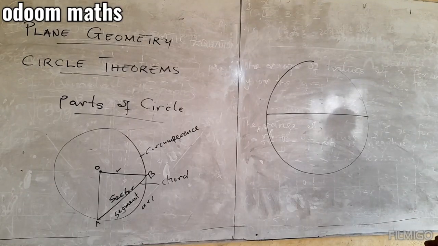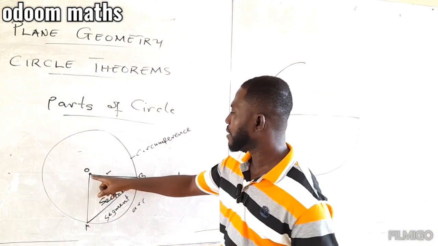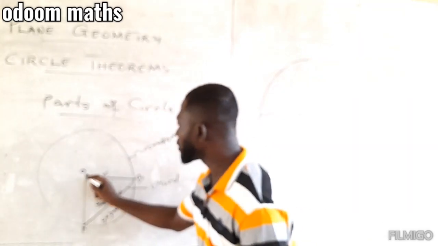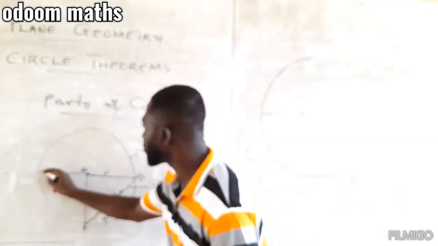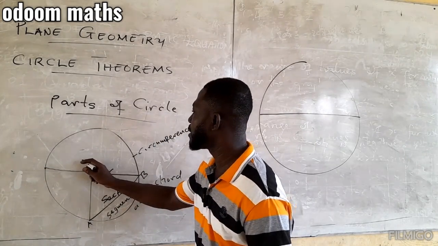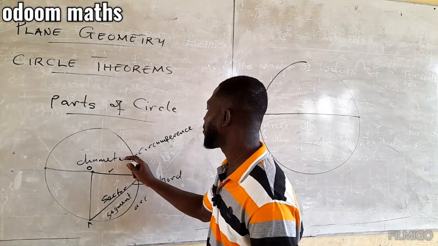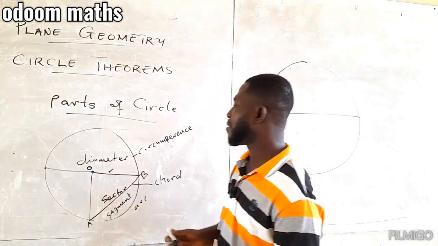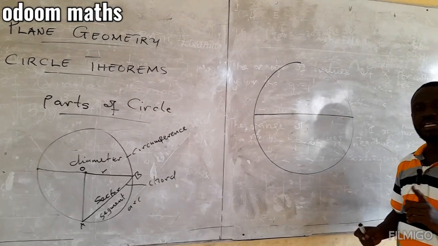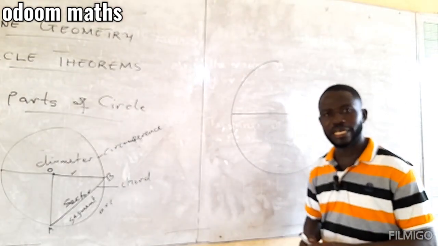Let me ask this question. We said the line drawn from the center to the circumference is the radius. If I continue the line straight to this part, from this point to this point is the diameter. Now, what's the name of this line? You can pause and answer, and then I continue, or play it later.